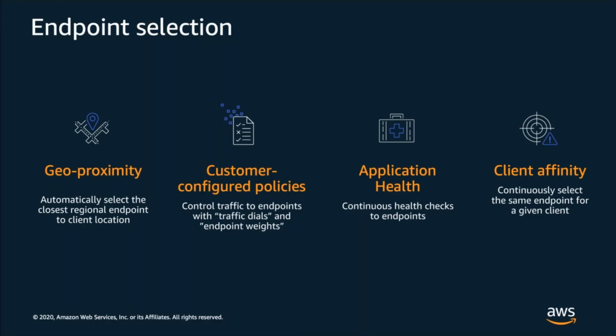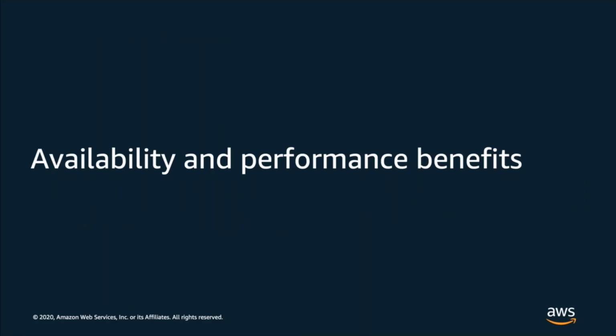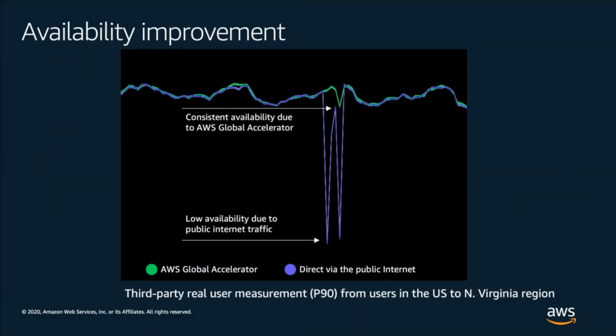Application health. We run health checks against your endpoints in different regions, and we're not going to send traffic to unhealthy endpoints. We only send it to healthy endpoints. And client affinity. We'll talk about it in a second, but it basically allows you to send traffic to the same endpoint if you want to keep traffic going over different protocols or ports to the same endpoint from the same client.